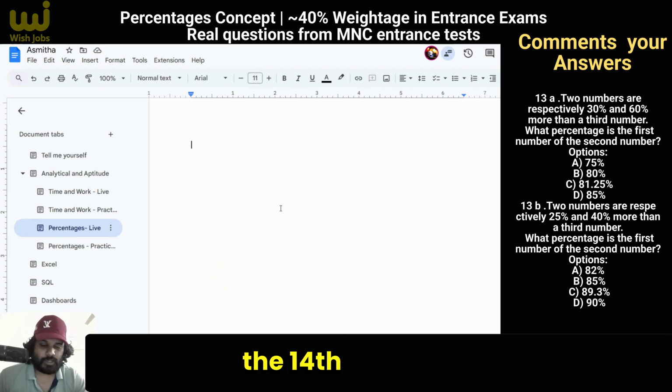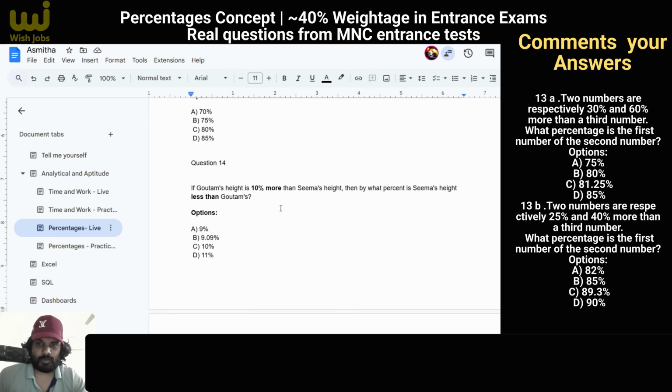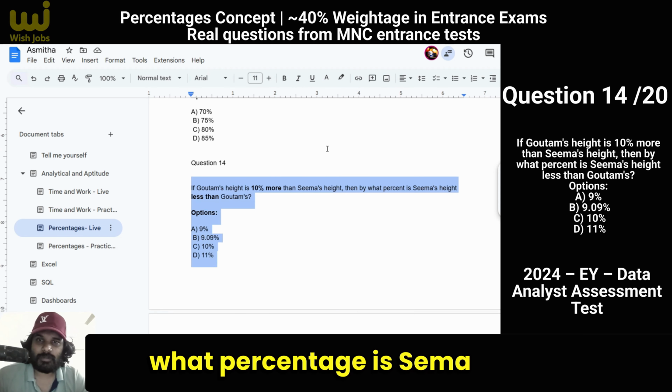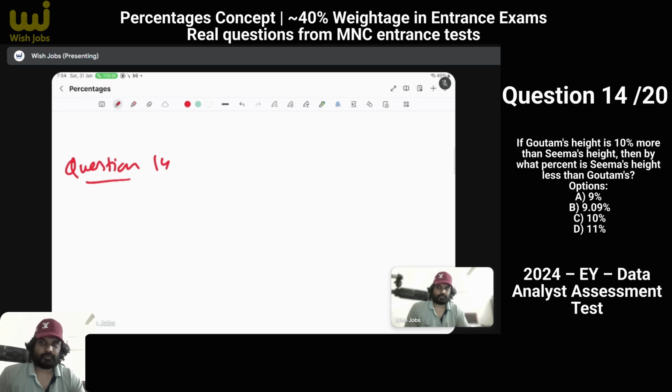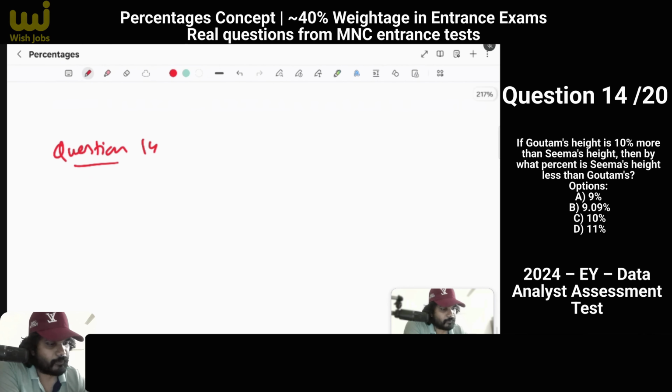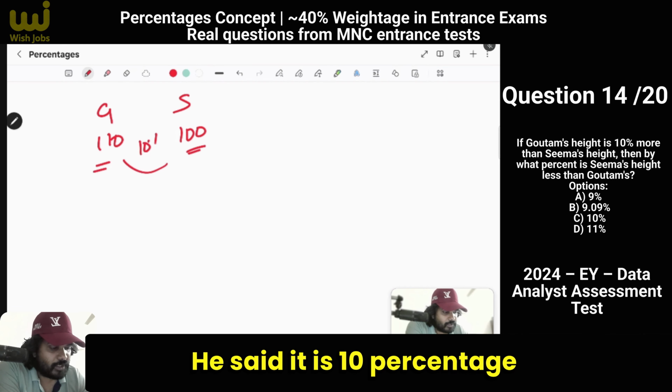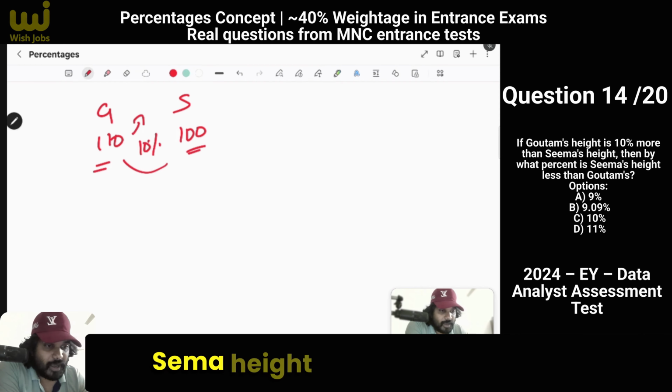So we'll start with the 14th question. If Gautam's height is 10% more than Seema's height, what percentage is Seema's height less than Gautam's height? Okay, Gautam height, Seema height. 10% more than Seema's height. Seema is 100, Gautam is 110. For example, you don't know anything, right? Try to assume 100, I told you, right? So Seema's height is 100, Gautam's height is 110. It is 10% more. Then what percentage is Seema's height less than Gautam's?